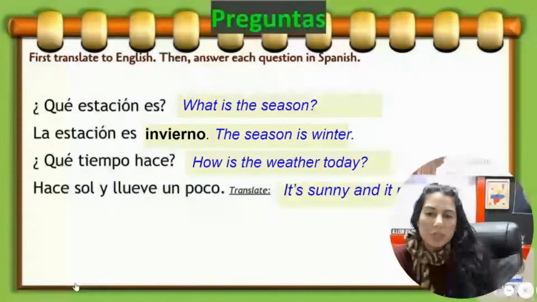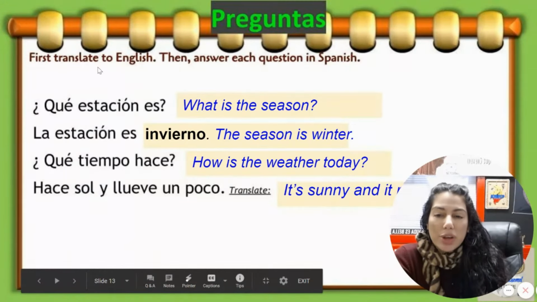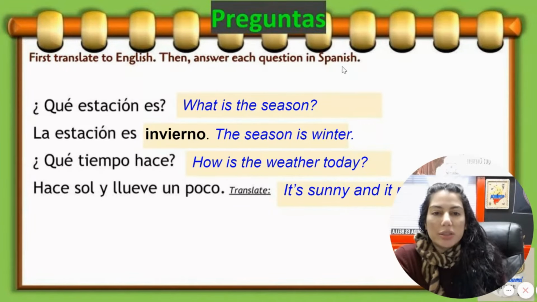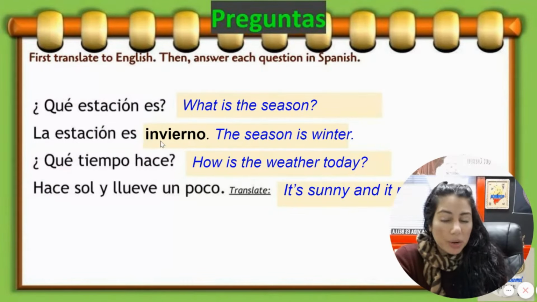So we have preguntas here in your study guide. You have these preguntas like ¿qué estación es? And you have to like translate to English and then answer each question in Spanish. So ¿qué estación es? What is the season? And then you would answer la estación es invierno or la estación es verano, whatever it is.